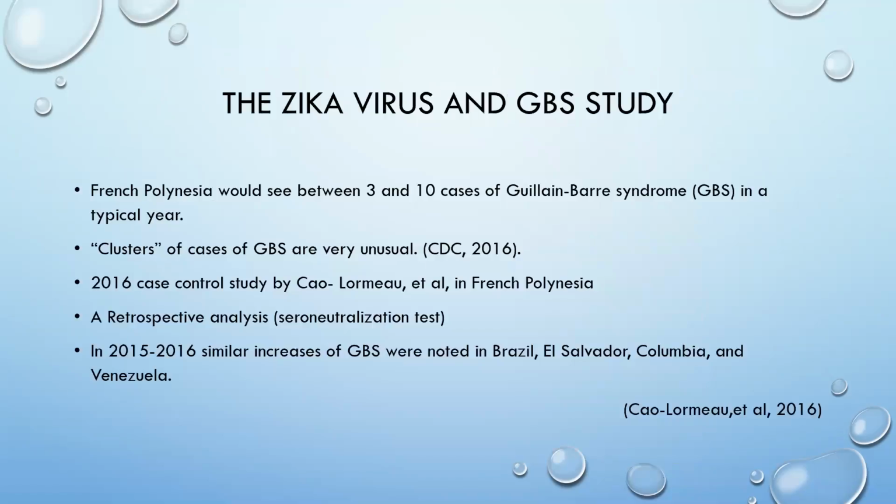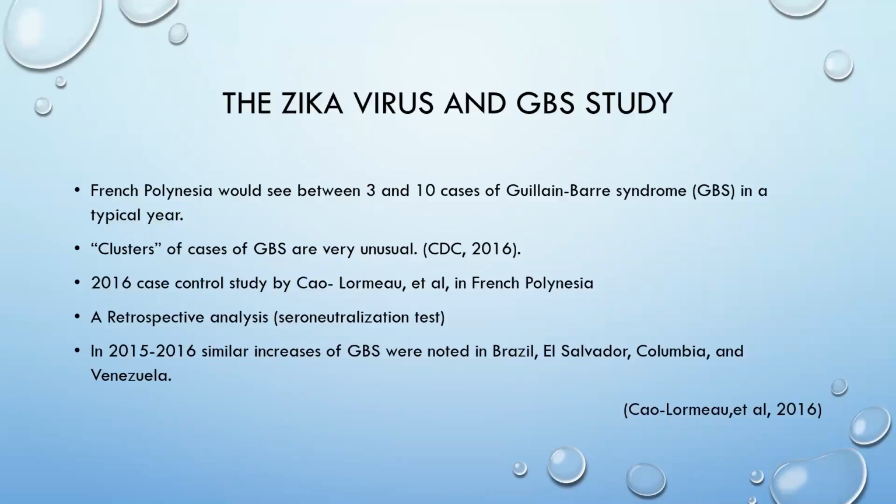I chose to concentrate on 2 important studies in 2 different nations, French Polynesia and Brazil, as research about the Zika virus is ongoing. So, the Zika virus and Guillain-Barré syndrome study. French Polynesia would see typically 3 to 10 cases of Guillain-Barré syndrome in a year. During the Zika virus outbreak, however, 42 patients were diagnosed with Guillain-Barré syndrome in the span of 4 months. Clusters of cases of GBS are quite unusual.